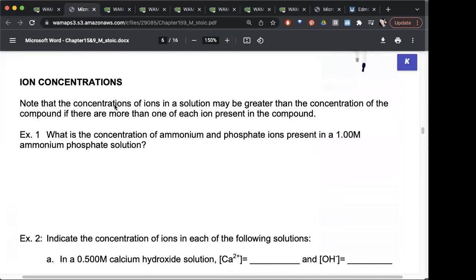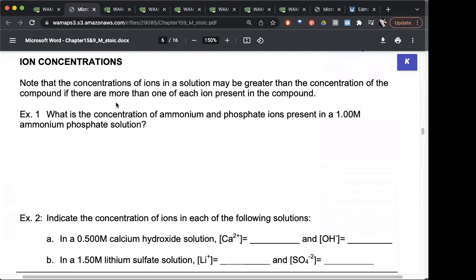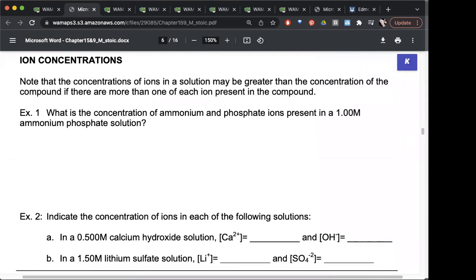All right, I want to talk a little bit about ion concentrations. We might have an ion concentration that is greater than the solution concentration. Right? Concentration of ions may be greater than the concentration of the compound. And that happens in the case of something like ammonium phosphate. So take a minute and write that formula. What is the neutral formula for ammonium phosphate? We have the ammonium as NH4, 1 plus, and we have a phosphate, PO4, 3 minus.